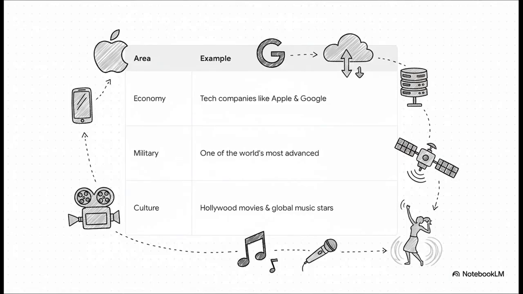So after all that, where does America stand today? Well, you can see its global influence pretty much everywhere. In its economy, you've got giant tech companies like Apple and Google. In its military, one of the most powerful and advanced in the world. And in its culture, from Hollywood movies to pop music, it's exported all over the globe.